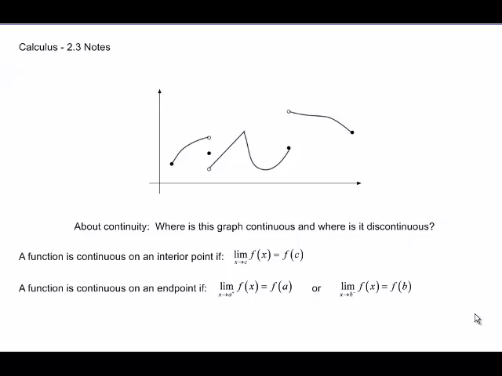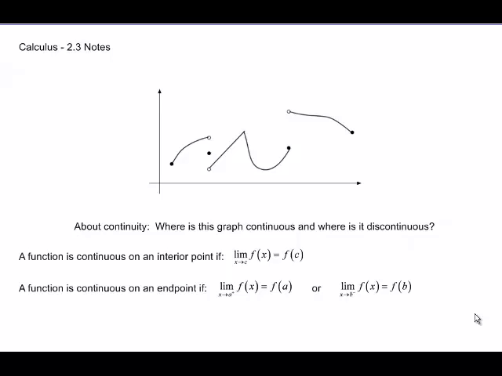Okay, so what we want to look at in this section is continuity, like where graphs are continuous and discontinuous, where they stream together seamlessly, and where they have open places, holes, leaps, jumps, asymptotes. Those are places where we're going to be discontinuous.